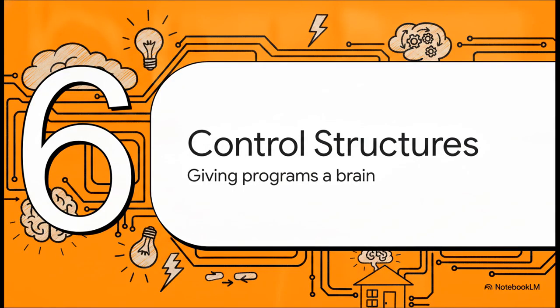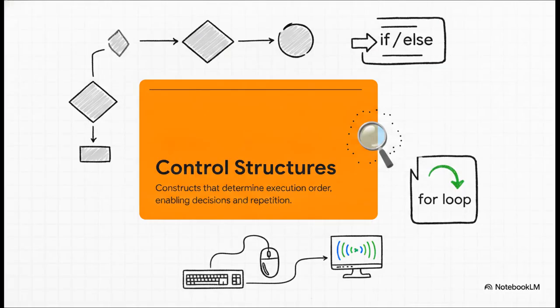And finally, Section 6, Control Structures. We're giving our program a brain. Control structures are basically the traffic cops of your code. They determine the exact flow of execution. Like we said earlier, without them, a program would just boringly execute straight from top to bottom exactly one time. These structures are what give your software actual flexibility, letting it react dynamically to whatever the user does.